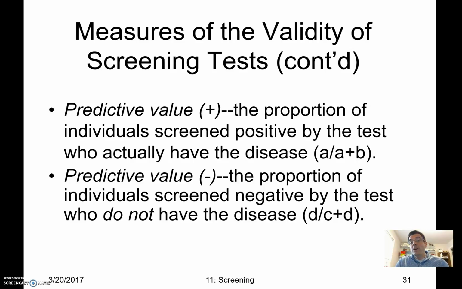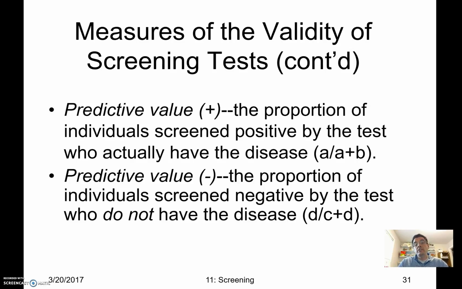Then we also want to measure predictive value positive as well as predictive value negative. Predictive value positive is the proportion of individuals who screen positive by the test who actually have the disease. This is A divided by A plus B. Whereas predictive value negative is the proportion of individuals who screen negative with that screening test who do not actually have the disease.